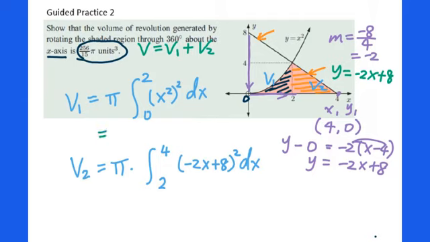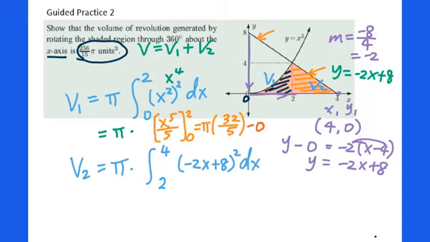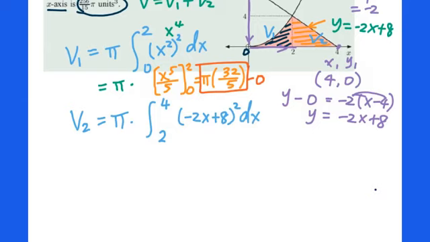Let's work this out. So pi times, this will be x to the 4th power. Therefore, x to the 5th power over 5, then from 0 to 2. You will get pi times 2 to the 5th power, that is 32 over 5, minus 0 to the 5th power over 5, that is 0. So basically, V1 equals this. Let's work out the V2.